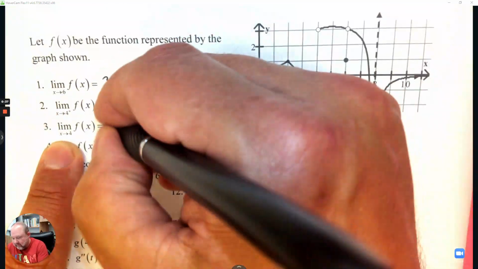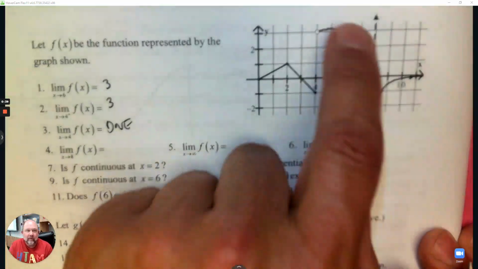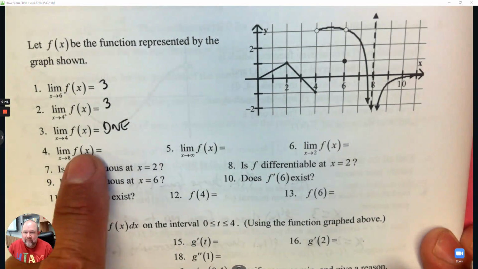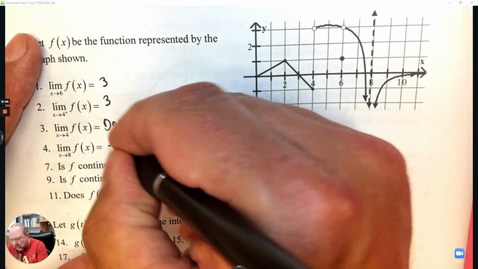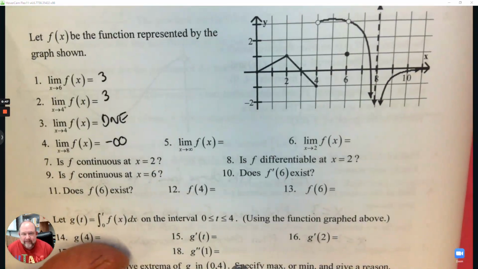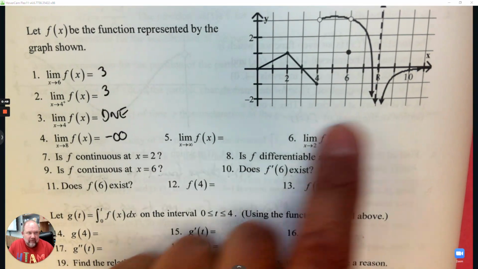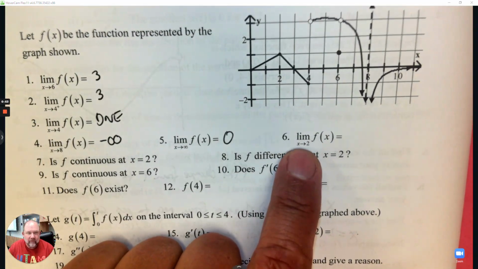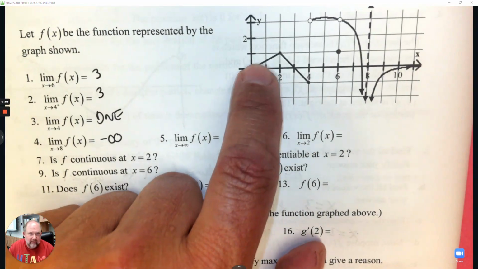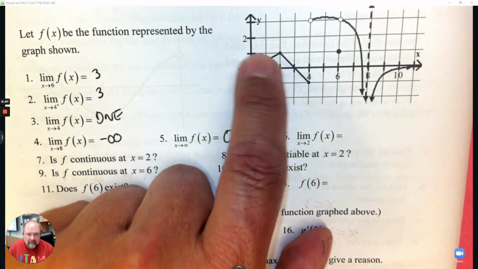At 4, it does not exist because the right does not agree with the left. At 8, both sides are going to negative infinity, or you could also say does not exist. This is the right end behavior. So the right end behavior is going to 0. At 2, right here, the left and the right both agree that the answer is 1.